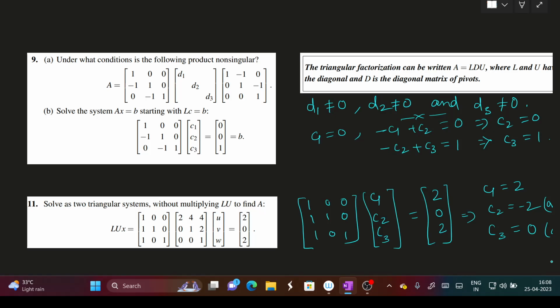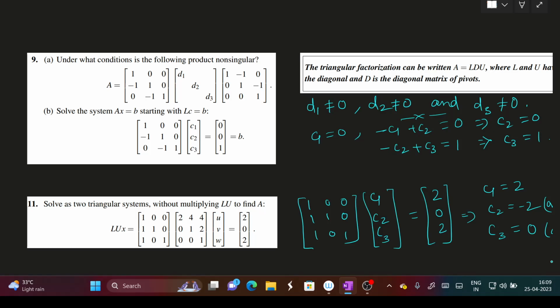Observe here, L has diagonal elements 1, 1, 1 and U has diagonal elements 1, 1, 1. That means the diagonal matrix D represents all the pivots of A. So if all the pivots of A are non-zero, then A is non-singular. That means if D1, D2, D3 are all non-zero, then A will be non-singular. This is the first question's answer.